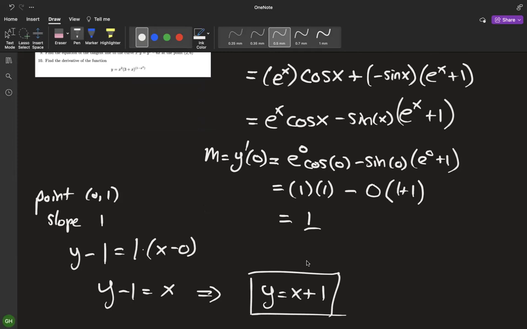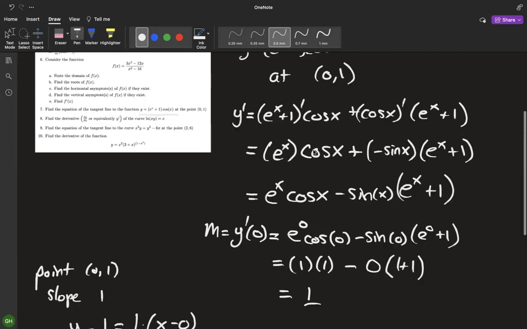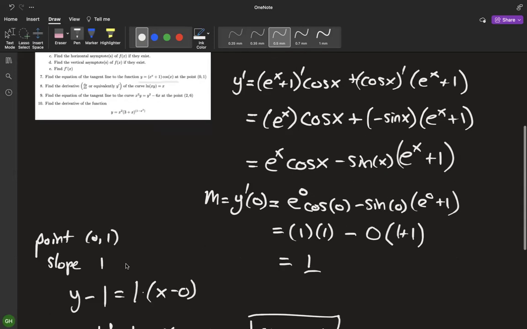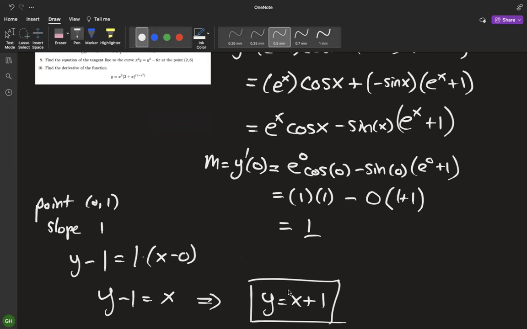All equations of the tangent line problems are the same. You find the derivative. The derivative, when you plug in your point, tells you your slope. You use your point and your slope to make a line. That's not going to change.